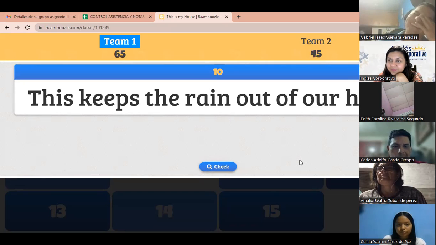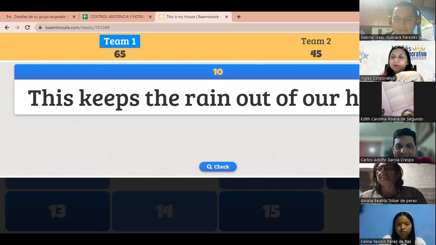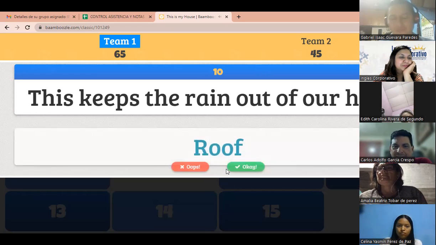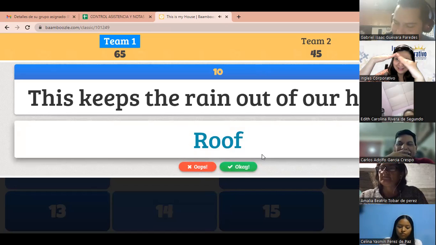I forget the name. Somebody can help. It starts with R. The part of the house that keeps the rain out of the house. No ideas? Roof? The roof. Yes, the roof. Okay, the roof.